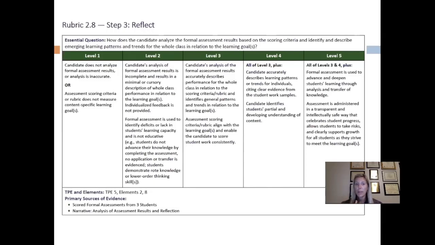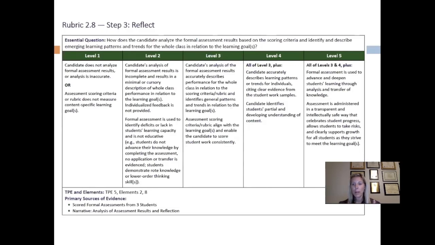So you want to have an assessment that does that. But hey, if your formal assessment assesses for rote knowledge and lower order thinking, it still scores at a level 2 currently, okay? But we want to aim for the 4. So in order to get a 4, you need to have the level 3 pieces as well as level 4. It says your analysis of the formal assessment results accurately describes performance for the whole class in relation to that scoring criteria or rubric or checklist, and it identifies general patterns or trends in relation to the learning goal.